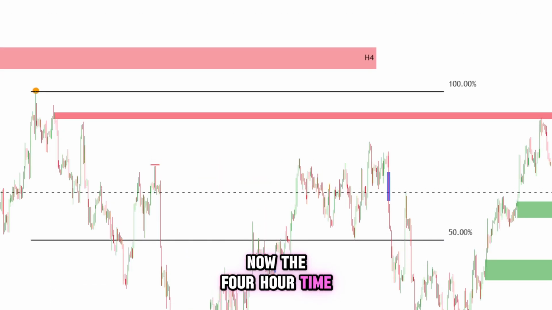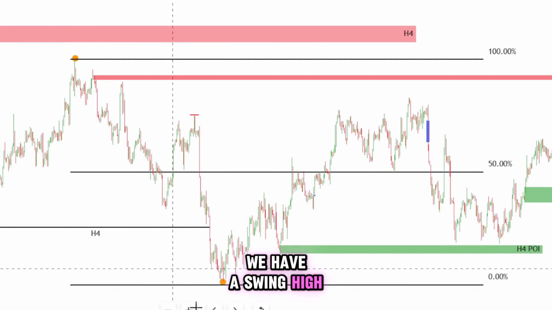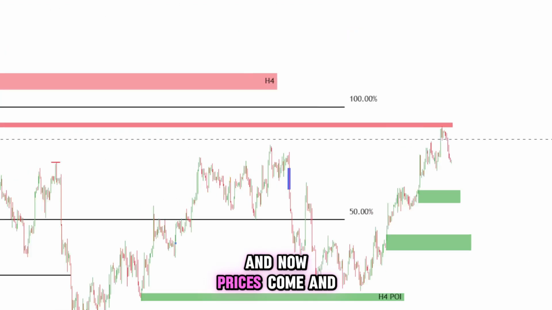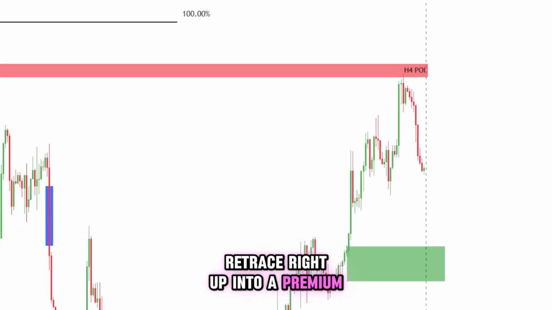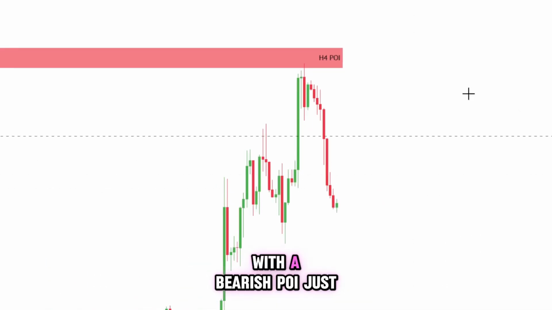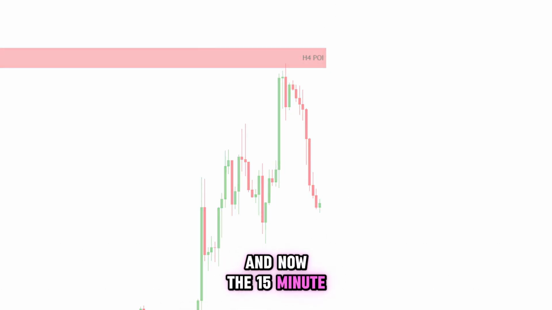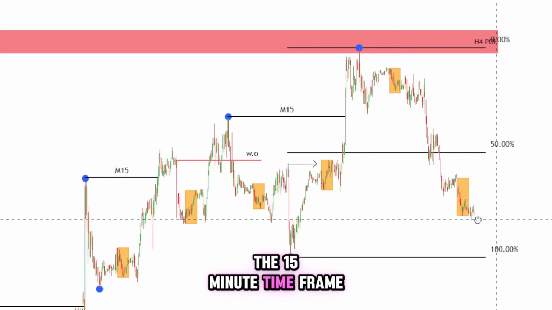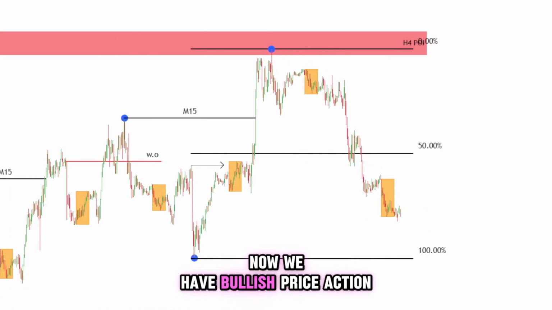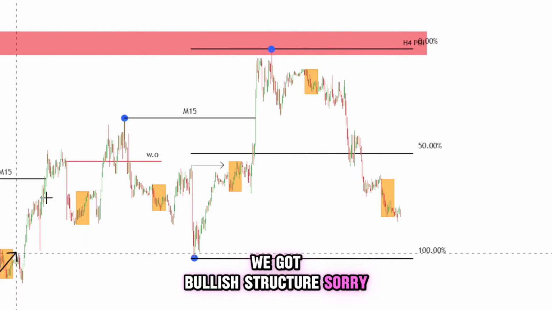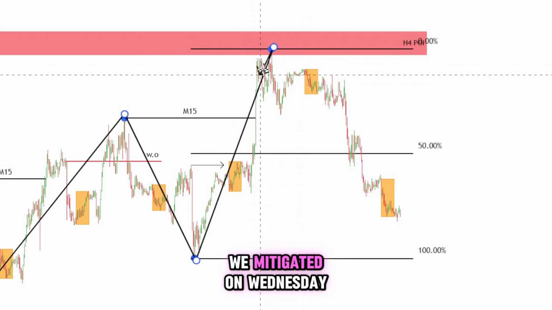Now, the 4-hour time frame paints a similar picture where we have bearish market structure. We have a swing high and a swing low down here, and now price has come and retraced right up into a premium. So we've reacted off a bearish POI just over here. And now the 15-minute time frame paints somewhat of a slightly different picture. We have bullish price action, bullish structure, as we headed higher up towards this POI that we mitigated on Wednesday.